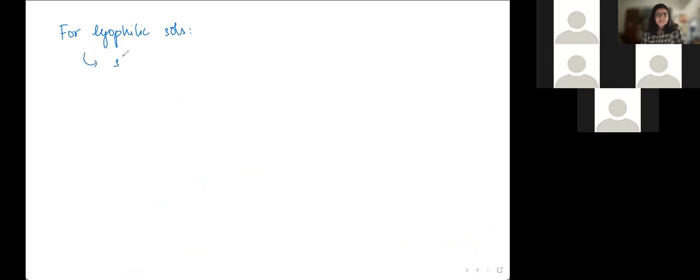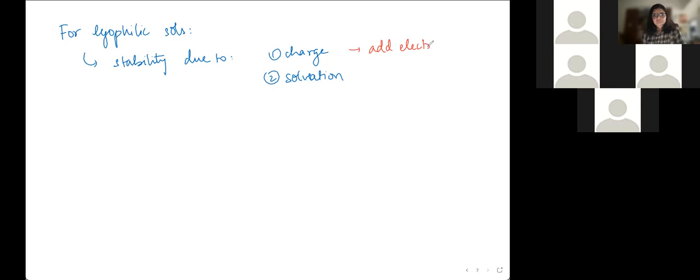So in this case, the stability is due to one, charge, and two, solvation. Do you remember what is solvation? Isn't solvation where the dispersion medium and the dispersed phase mix easily?